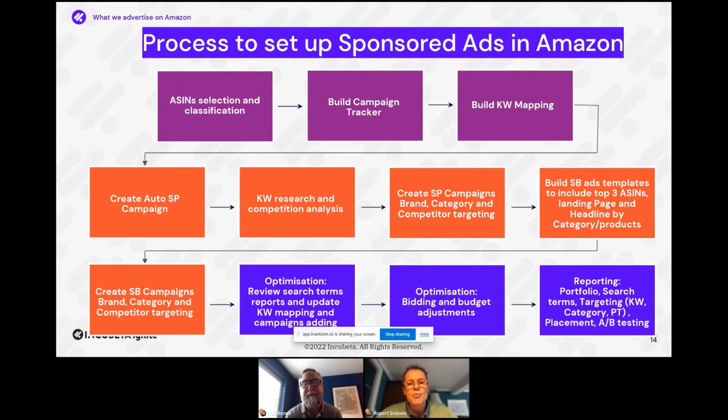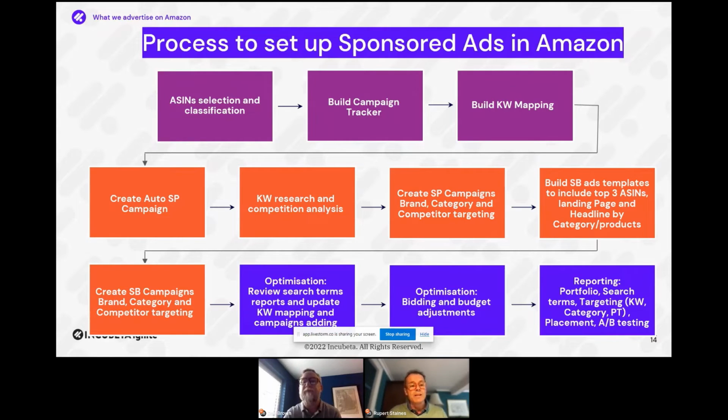We then ensure there is a campaign tracker. The campaign is not simply one line. It can be tens, it can be hundreds of lines of activity, so it's important to be able to track that carefully. And then we build out your keyword mapping, looking at various tools that we use to understand and analyze the key search terms and keywords that are going to be driving the most activity.